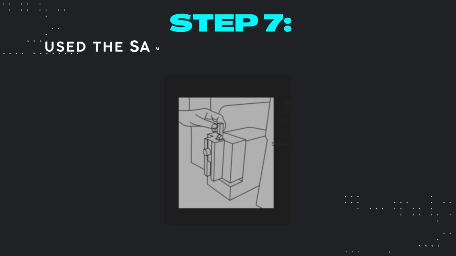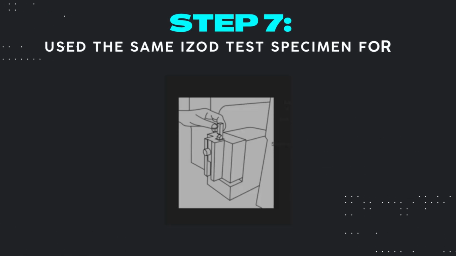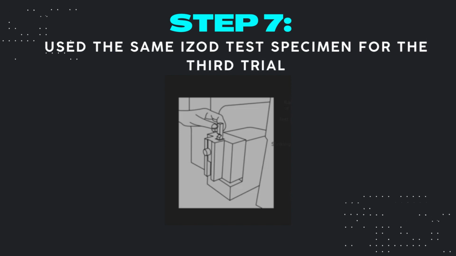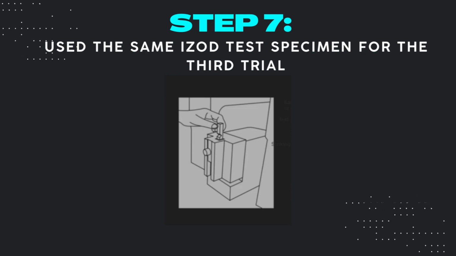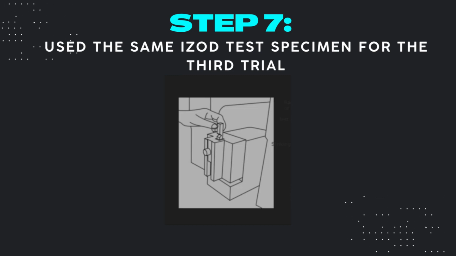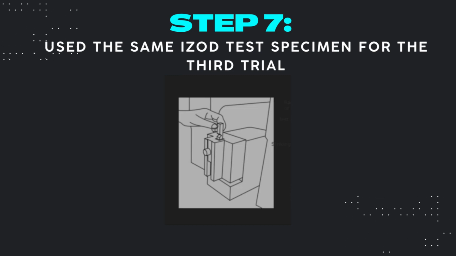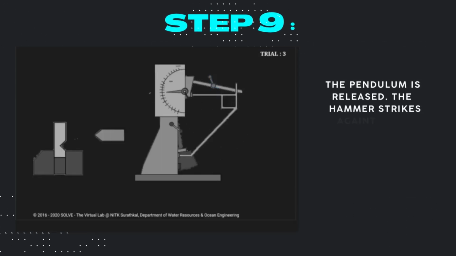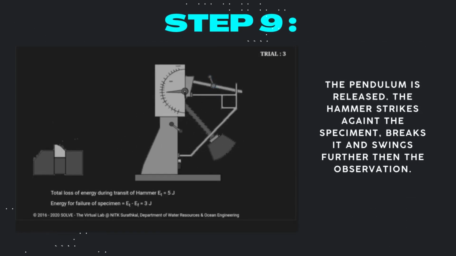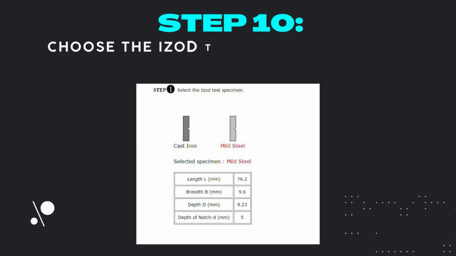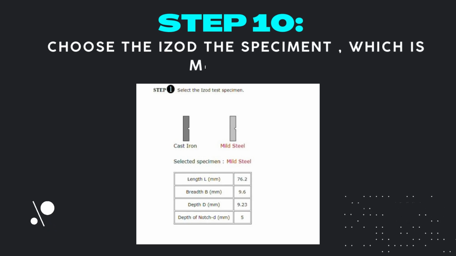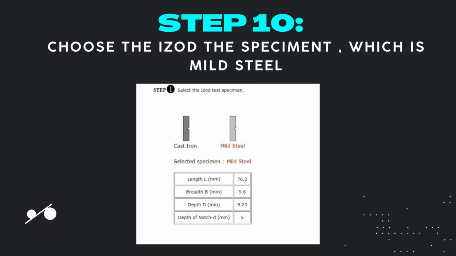Next, after finishing the second trial, we proceed to the third trial. We repeat the same steps from step 3 for the third trial. We put the specimen in place. Then the pendulum is released. The hammer will strike against the specimen and it will break. After we finish the third trial, we proceed to the next Izod test specimen, which is mild steel.